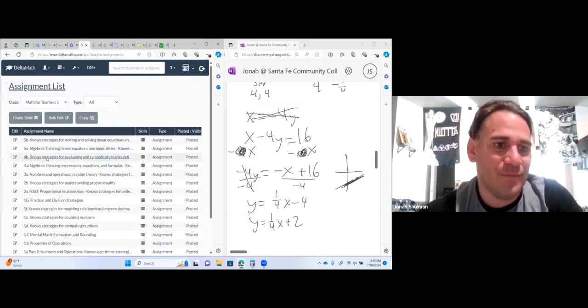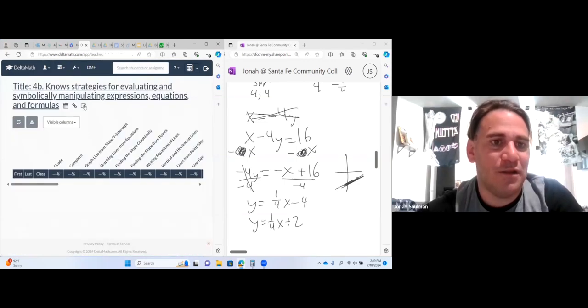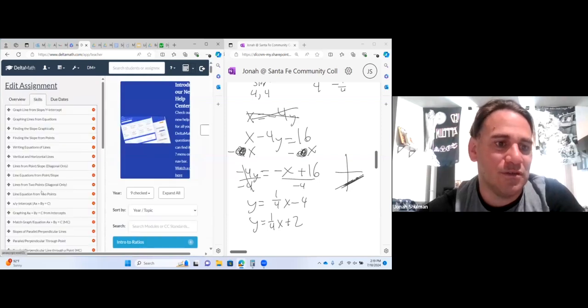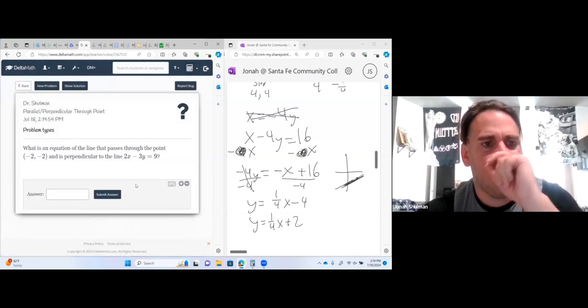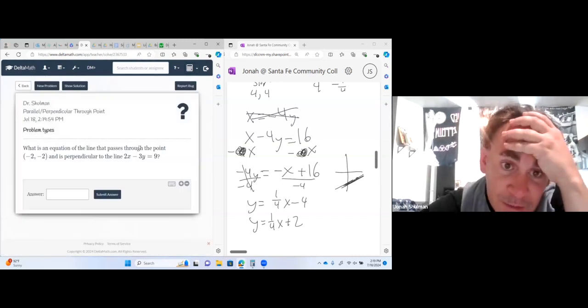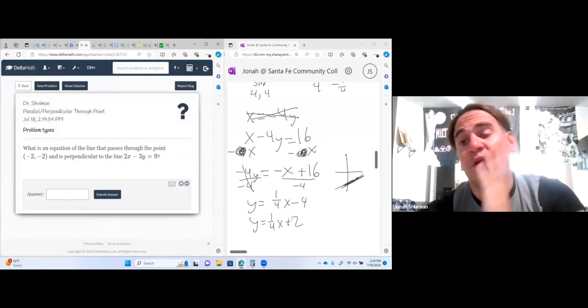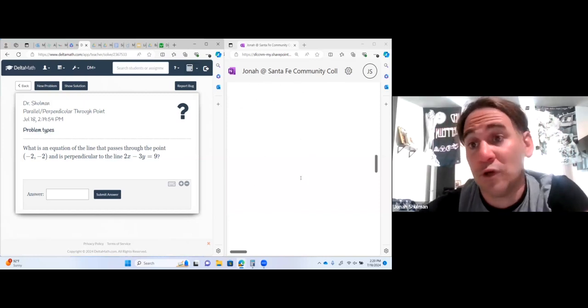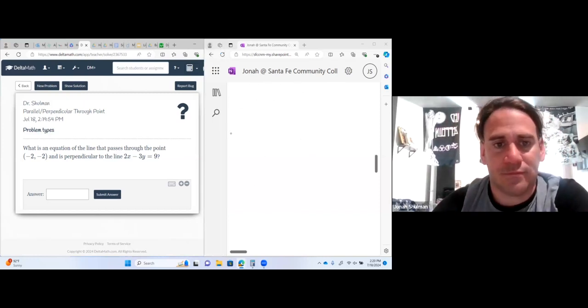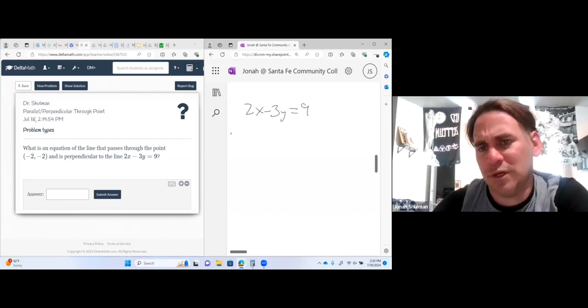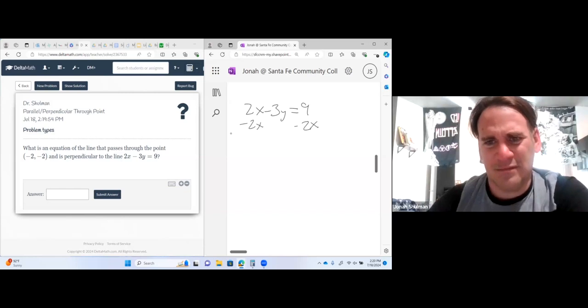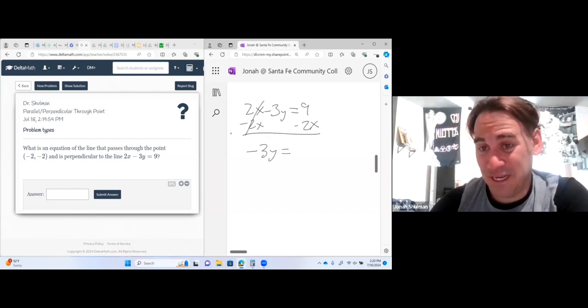All right, let's keep going with these parallel perpendiculars. All right, cool. So what is the equation of a line that passes through this that's perpendicular? Okay, so this one requires 3 steps. First step, we minus the 2x. We always want to have it look like y equals mx plus b because it helps us a lot. Negative 3y. This is not 7, okay? It's negative 2x plus 9.